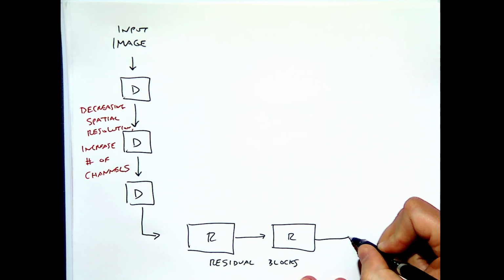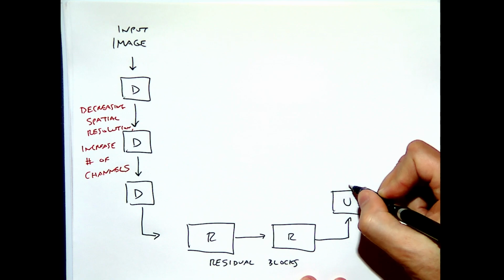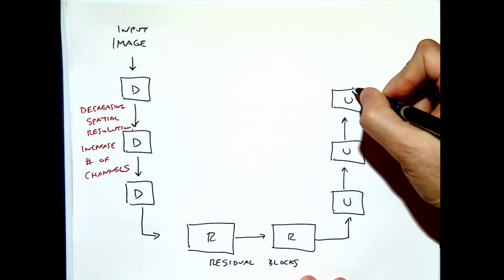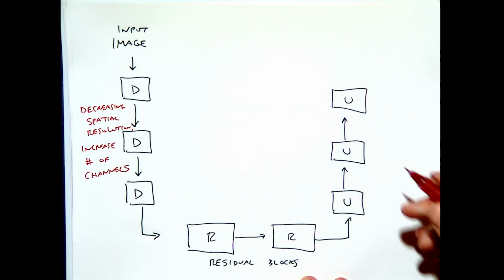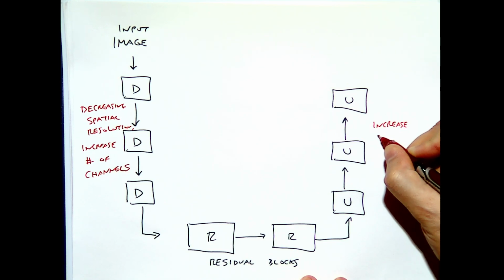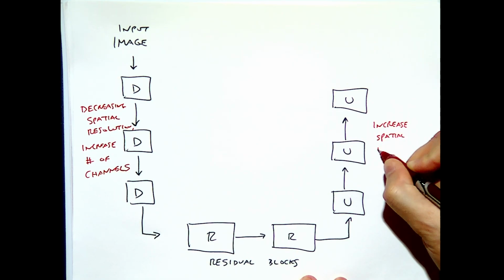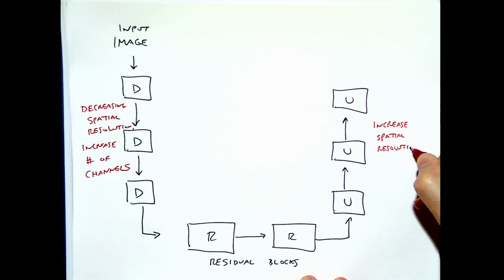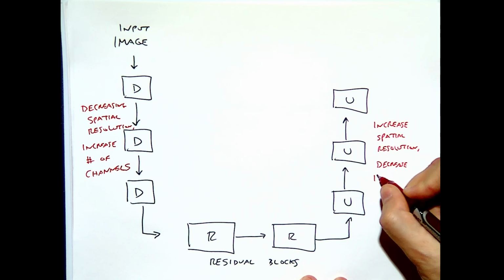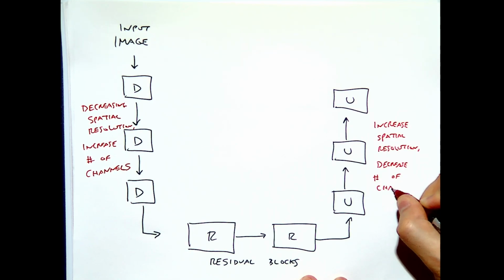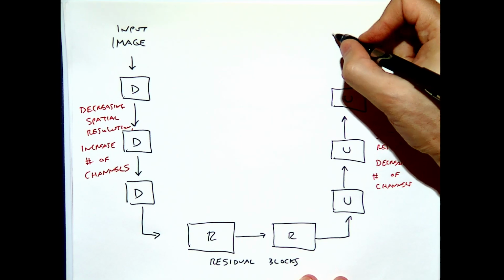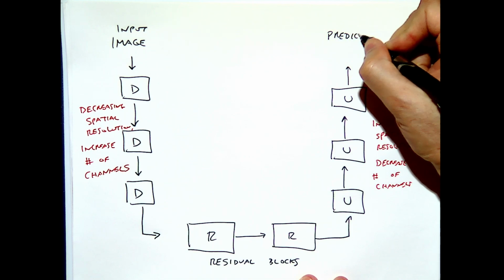And then to get back to the output, I have a bunch of upsampling network layers. And again, this is like the inverse, right? So here, I'm increasing the spatial resolution, and I'm decreasing the number of channels until at the very end, I only have the channels that I need to reconstruct the noise image. And what comes out is my predicted noise image, that's the same size as the original.